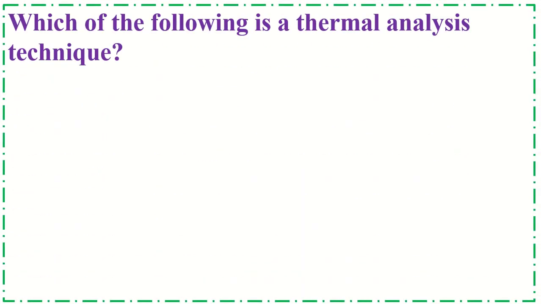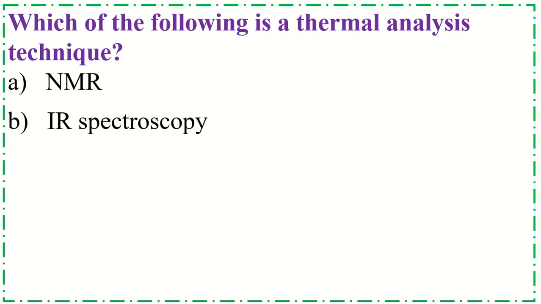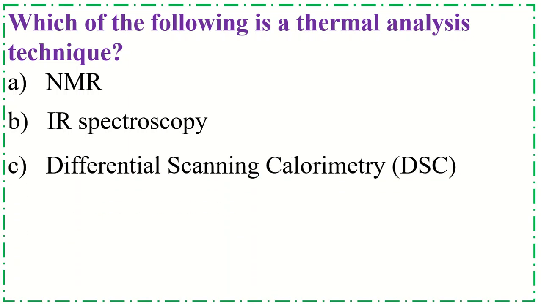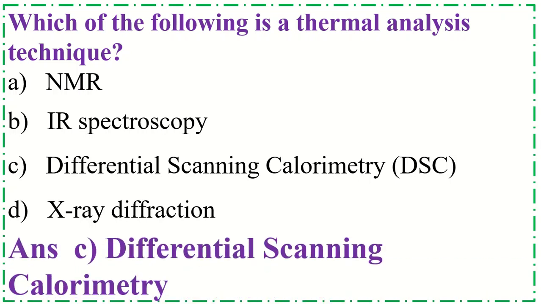Which of the following is a thermal analysis technique? Option A NMR, B IR spectroscopy, C differential scanning calorimetry, DSC, option D X-ray diffraction. Correct option is C differential scanning calorimetry.